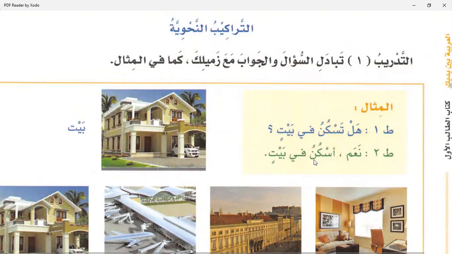Then the question is why we are using كسرة with بيت. The answer is the preposition في has given it كسرة. In Arabic, the preposition gives كسرة to the next word. That's why the word بيت has كسرة here. So if anyone asks you why بيت has كسرة, you will say it has كسرة because there is a في, a preposition, before it.